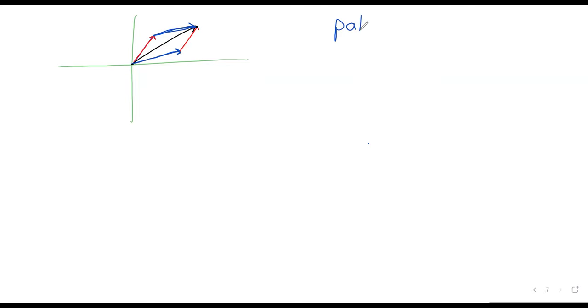Addition is sometimes said to be done according to the parallelogram rule or law or principle. Because you see, this picture of addition that we have created, we've drawn a parallelogram.